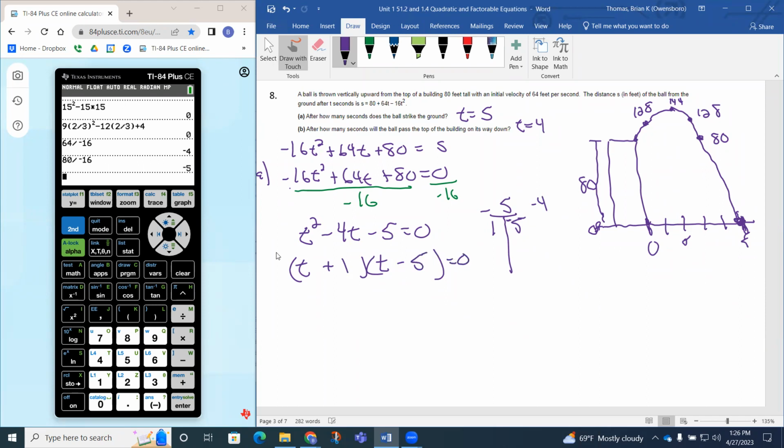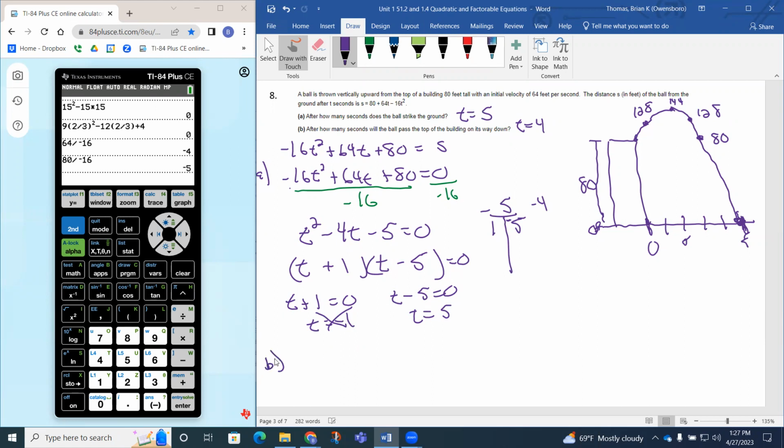So we do have it now factored and set equal to 0. We now just set each factor equal to 0. So we have t plus 1 is equal to 0, and we have t minus 5 is equal to 0. So notice that here t would equal negative 1, and t would equal 5. But remember, t represents a time, and a time cannot be a negative value here in this application. So the only answer is going to be t is equal to 5, and that's what we came up with.